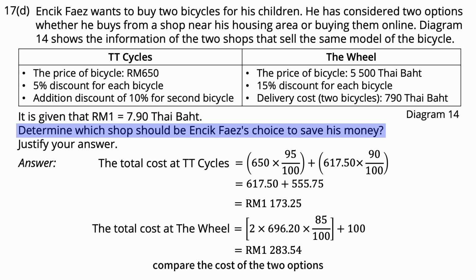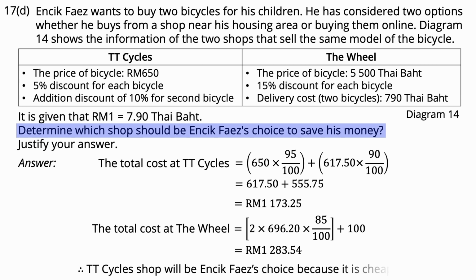Compare the cost of the 2 options. TT Cycles is cheaper by 110.29 ringgit Malaysia. Therefore, TT Cycles shop will be Insyaphah's choice because it is cheaper.